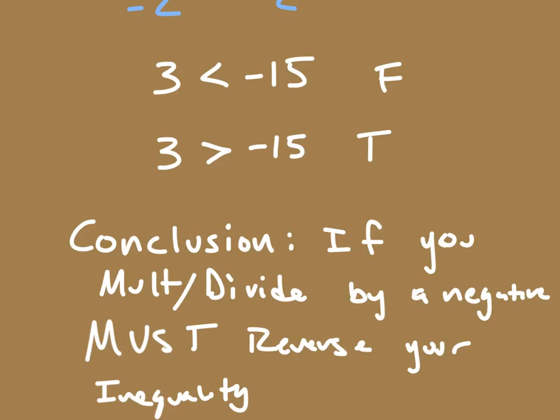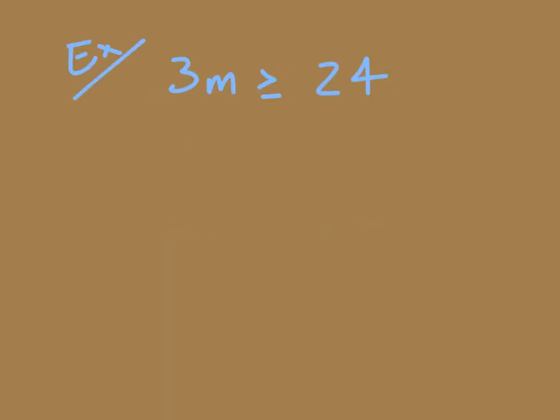Now let's look at some examples. As I look at this example here, it says 3 times some number m is greater than or equal to 24, and I want to solve this inequality for m. I just want to treat this like I would any other equation, and divide by 3 on both sides. Because I divided by a positive number here, I don't have to reverse my inequality symbol. So the 3's divide out just like they would in a normal equation.